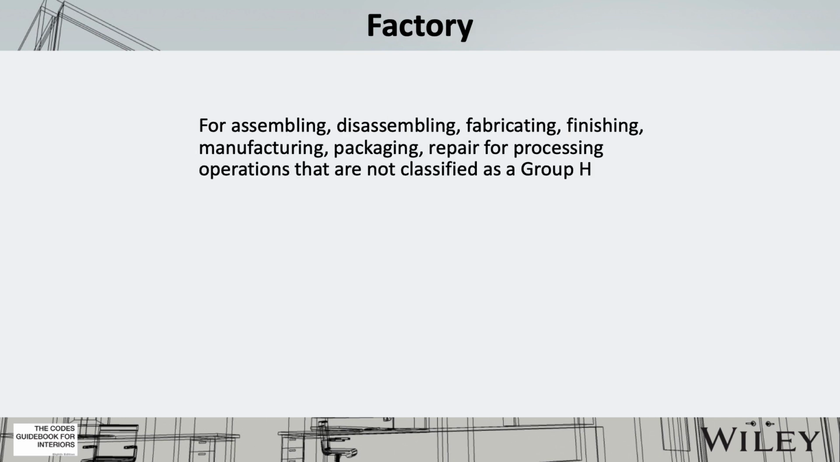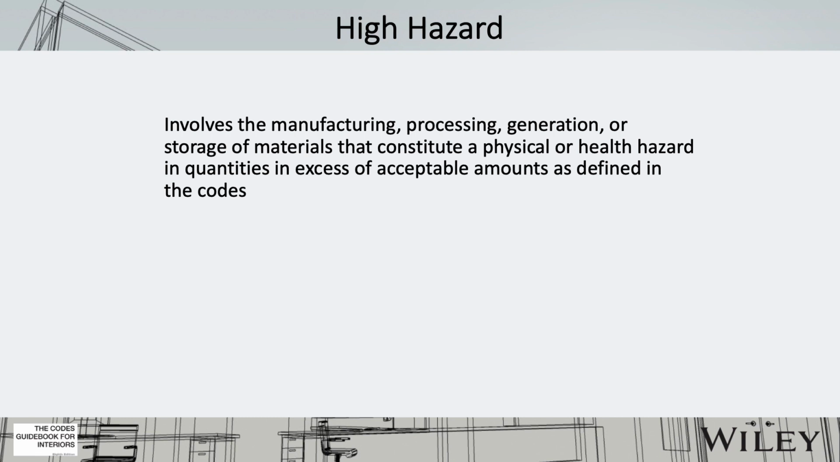The F factory classification covers factories and fabricating manufacturing facilities that are non-hazardous, so that are therefore not classified as a Group H for hazardous. The Group H, or high hazard classification, covers facilities that do have materials that could cause a health hazard or physical hazard. And this is good because there are codes that will protect the users.